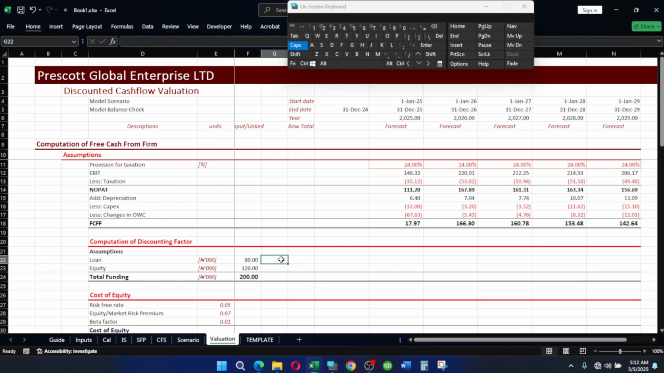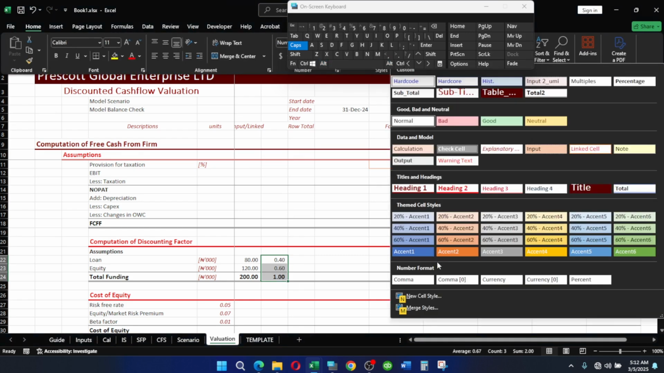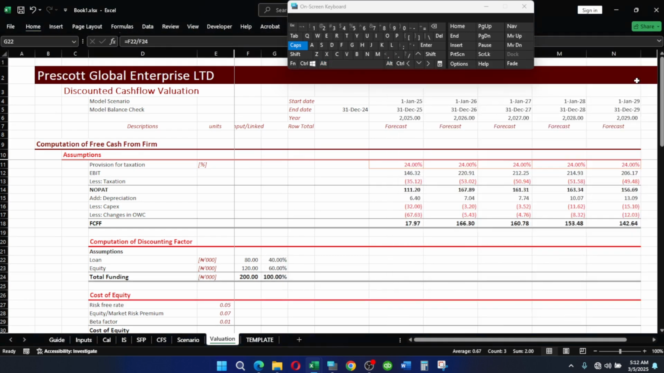We're going to calculate the percentage of the total funding. What is the percentage of the loan on the total funding? So you're now going to say 80,000 divided by 200,000. What is the percentage of the equity to the total funding? It's going to be the equity divided by the funding. You put this one in percentage. So we have now gotten our percentage for equity.